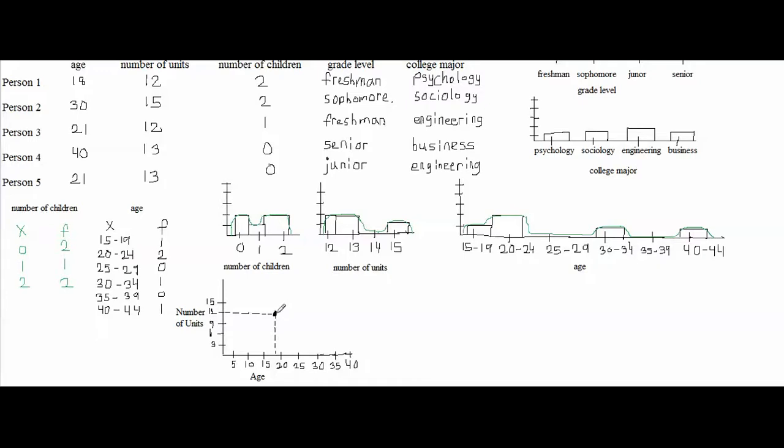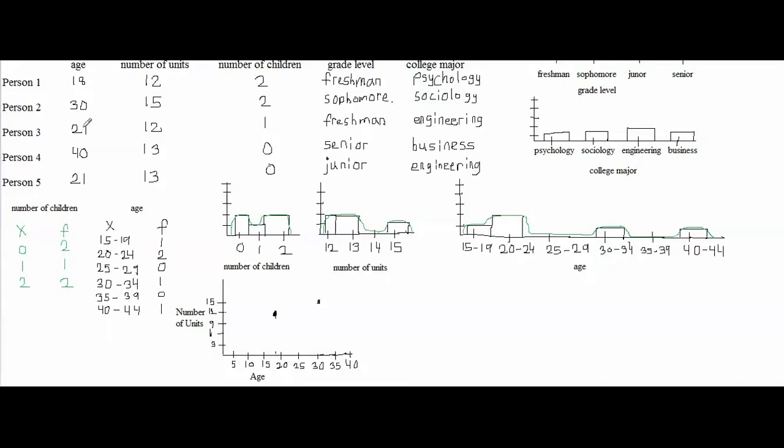So this dot is just showing that this person is 18 years old down here and is taking 12 units over here. And we don't include these dotted lines in the scatter plot. I just made them to show how this dot is lined up with this age down here and with this number of units over here. What about person 2? Person 2 is 30 years old and is taking 15 units. The age of 30 is right here, and 15 units is right here. So those meet up right here. This is 15 units. This is 30 years old.